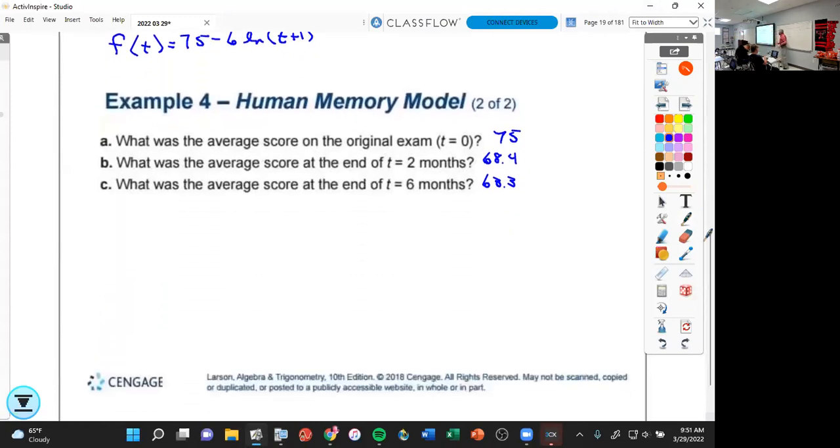Go ahead. You typed log instead of natural log. 75 minus 6 natural log of what? What's t? Zero plus 1. Any other questions? Okay.